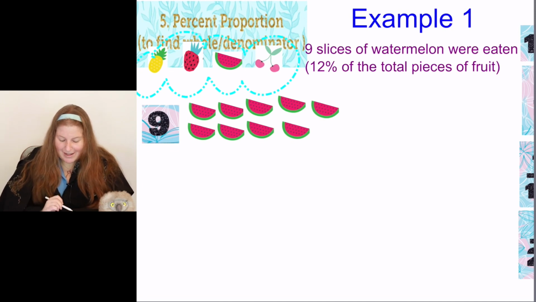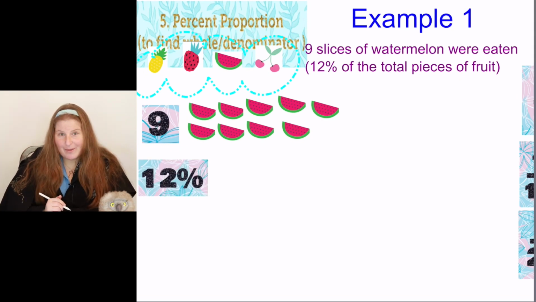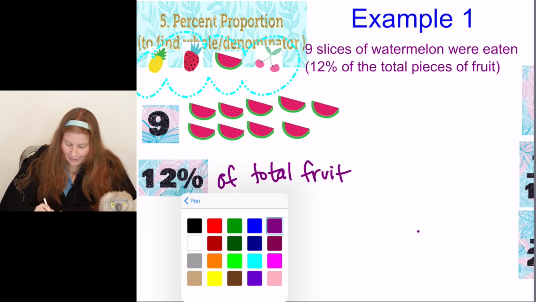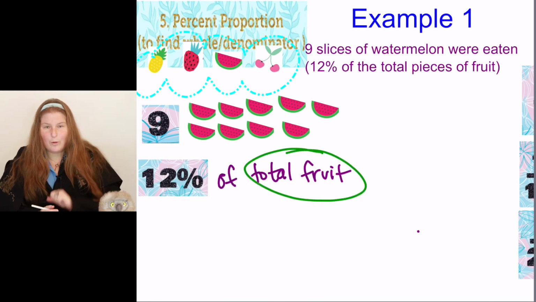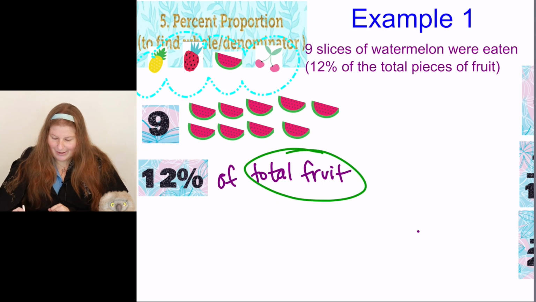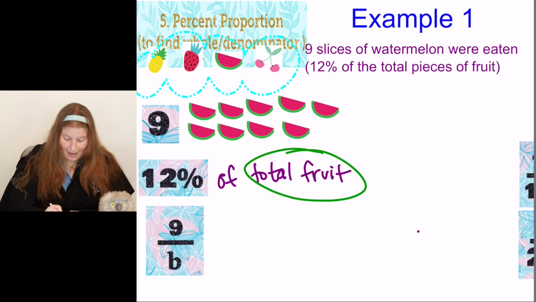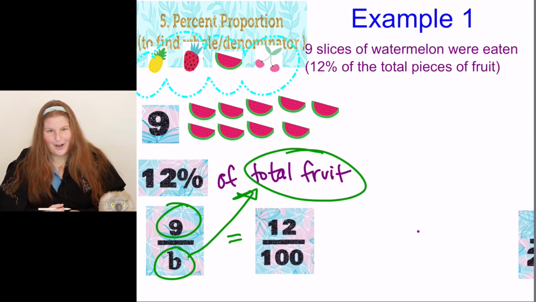So there's my 9 slices of watermelon. That's the total amount of watermelon that was eaten, and that watermelon is equal to 12% of the total fruit. So today, total fruit is what we're solving for. I'm going to do step 1, or write my percent proportion equation. I know that 9 slices of watermelon out of some unknown number of pieces of fruit is equal to 12%, which of course is 12 out of 100.